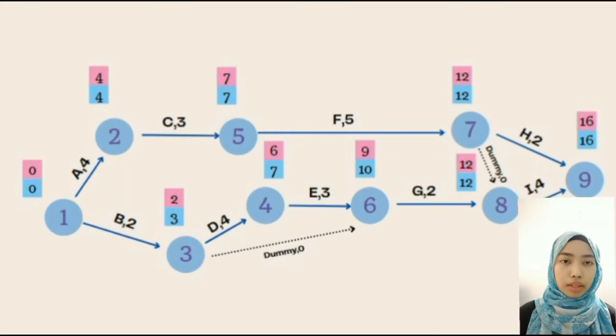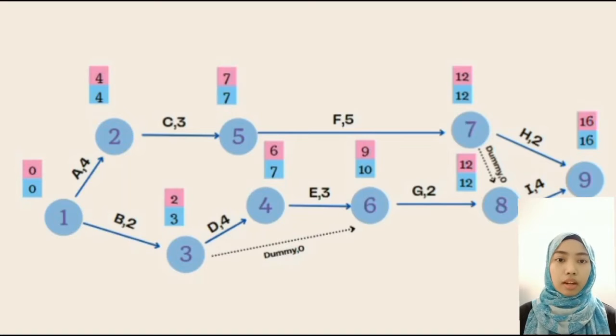So EET for event 3 is 2. Continue the calculation for the next EET until event 9 by using the same flow of calculation just now. Then, to calculate the LET, it should start at the last event and go to the beginning event, which is from event 9 to event 1. So the calculation of LET will stay in blue color.